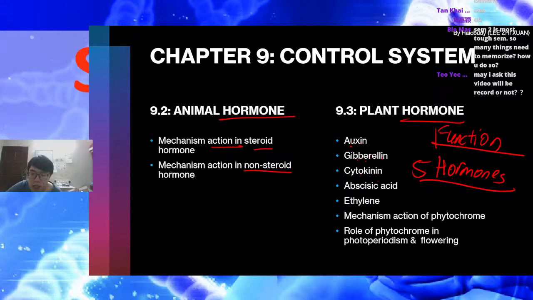Okay. The next is about the mechanism, these two: action of phytochrome and also the role of phytochrome in photoperiodism and flowering. This is one of the parts of the plant that can control the flowering and photoperiodism of the plant, especially the flowering plant.